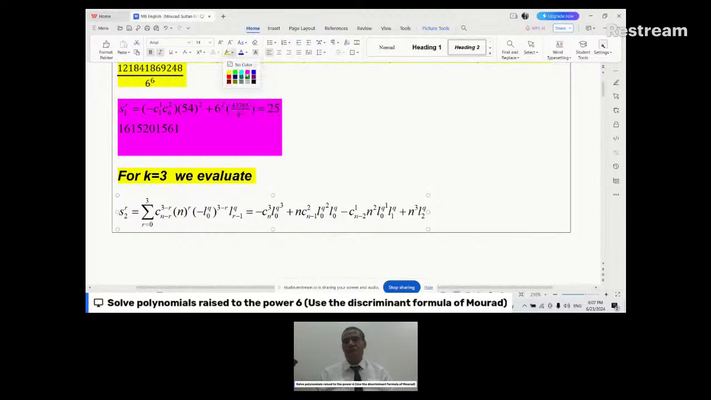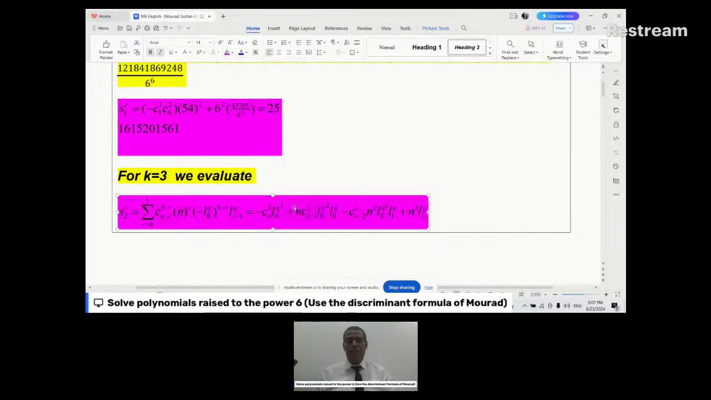I will try to evaluate its value. K equals 3 means that S2 is equal to the sum from r equals 0 to 3 of combination n minus r choose 3 minus r, n raised to the power r times minus L0 of ODQ raised to 3 minus r times L r minus 1 of ODQ. After substituting r with 0, 1, 2, and 3, we'll get the following expression.